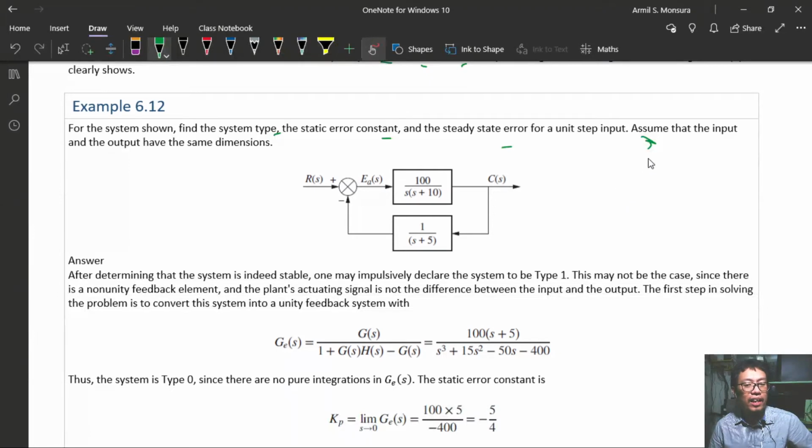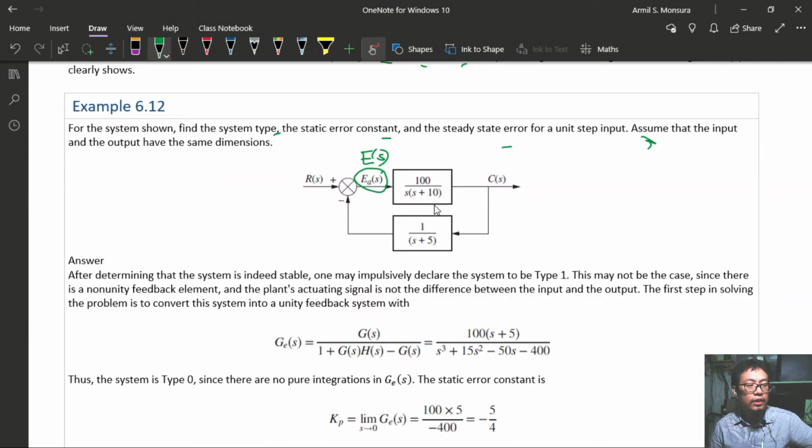Now, importante dito is itong assumption na to. Kasi kapag hindi ito yung assumption, we might treat this problem differently. Almost the same, kaya lang yung interpretation ng error might be interpreted differently. So, in this case, since we will assume that the input and output have the same dimensions and therefore of the same quantity, we can compute this as the error signal itself, not the actuating signal, kasi nga pareho naman tong R at saka C.